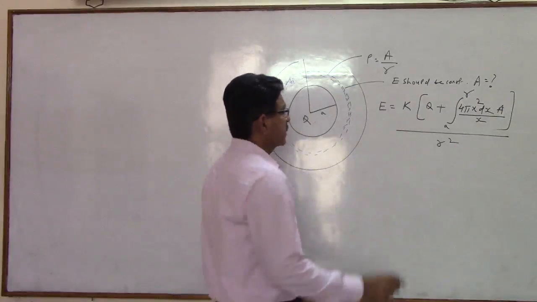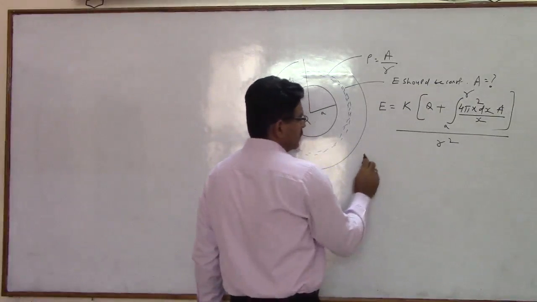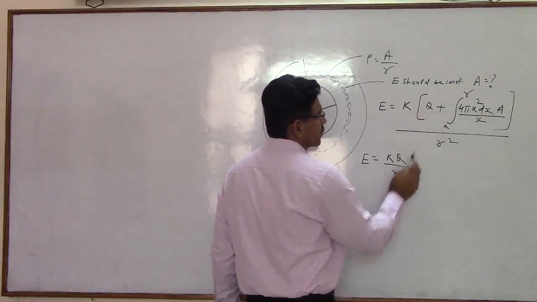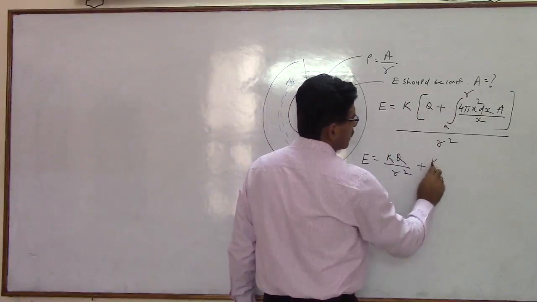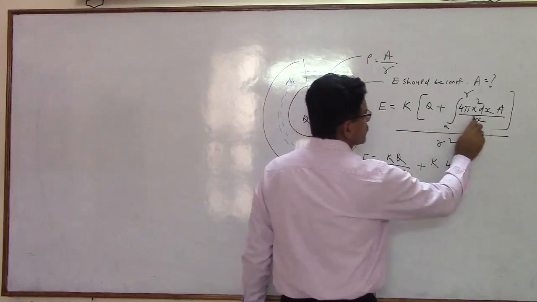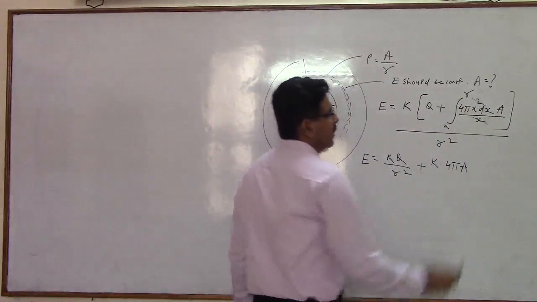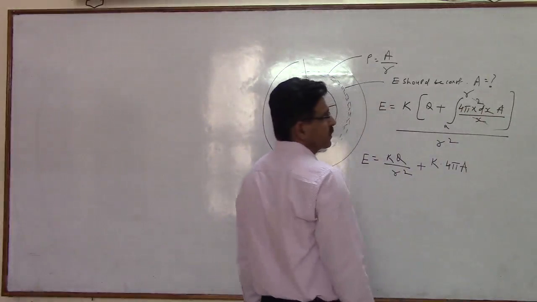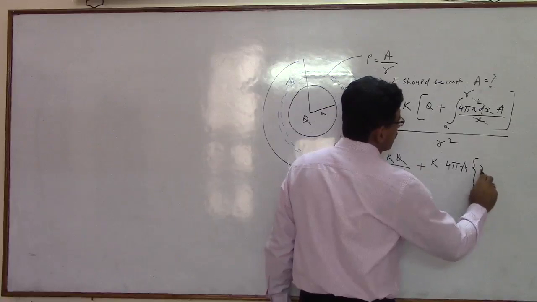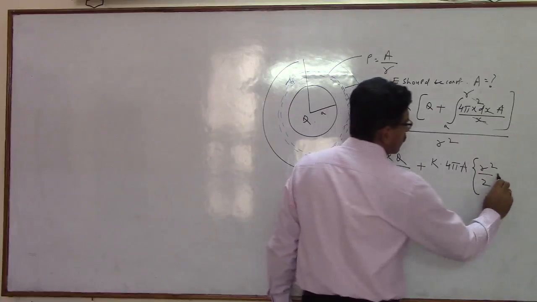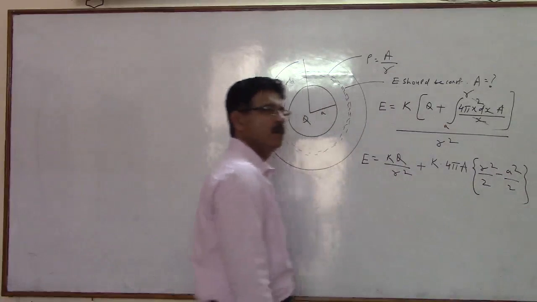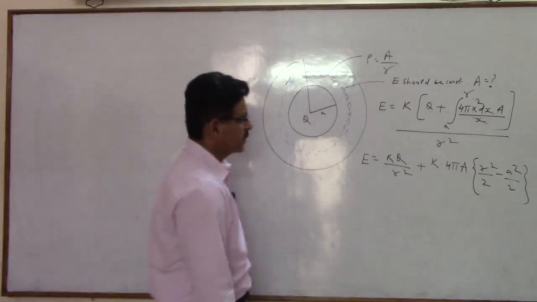So if we integrate this, I think we can start and write it directly now. E is equal to kq by r square. This term will be k into 4 pi a. 1 by x you can lose with this x square. So x dx will yield x square by 2. And of course, if you put the limits, you get r square by 2 minus a square by 2, right? This is the expression corresponding to this.